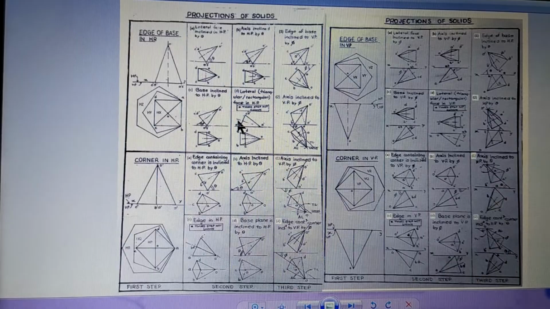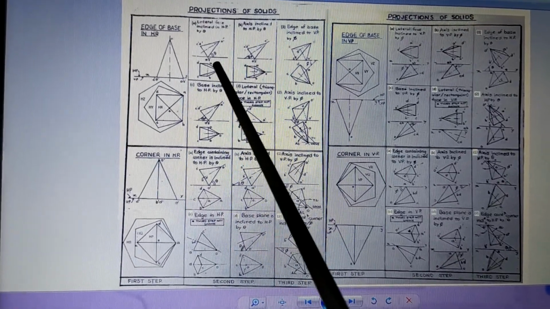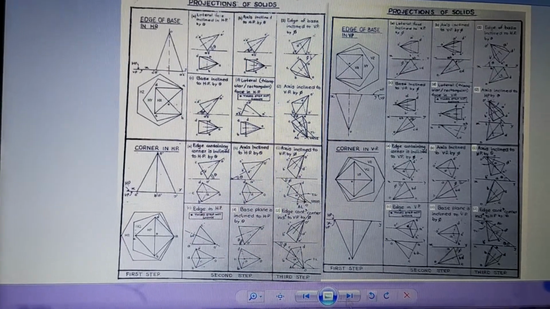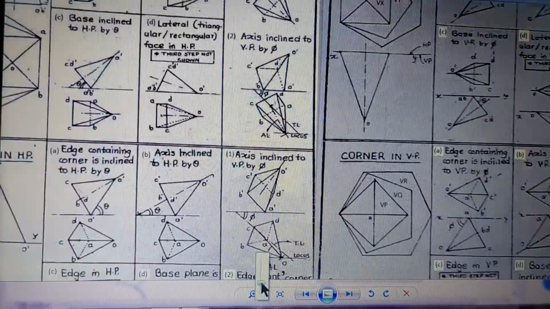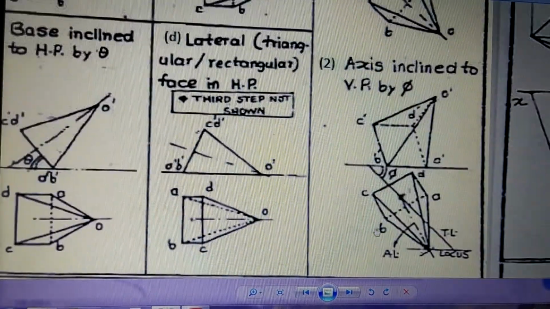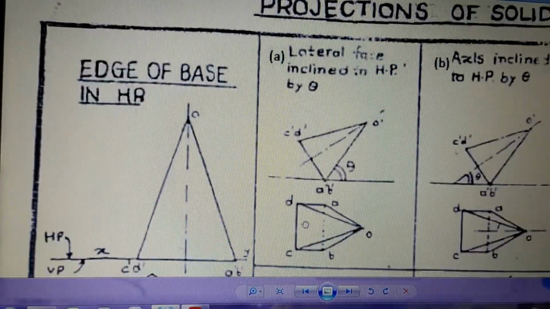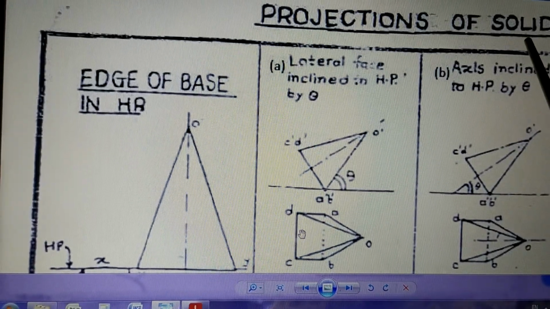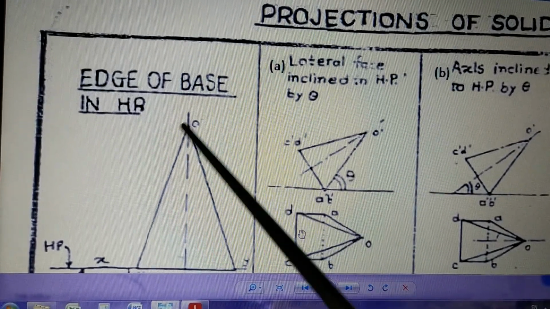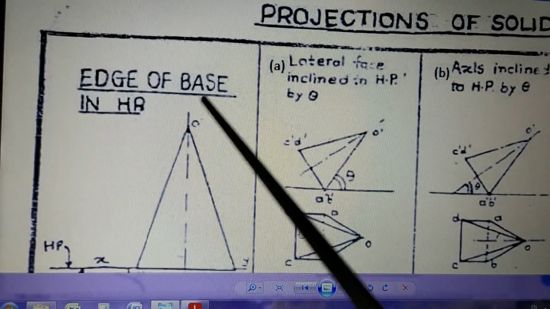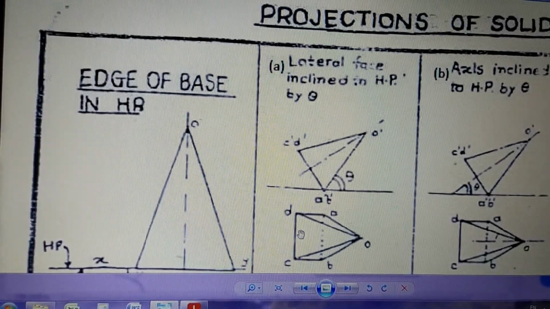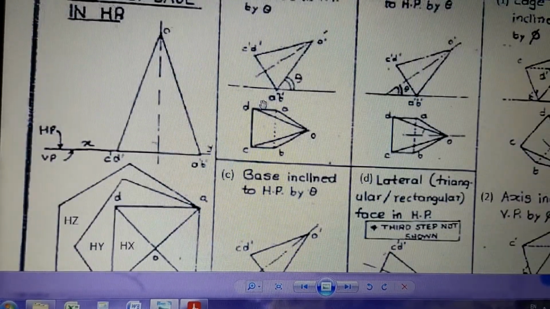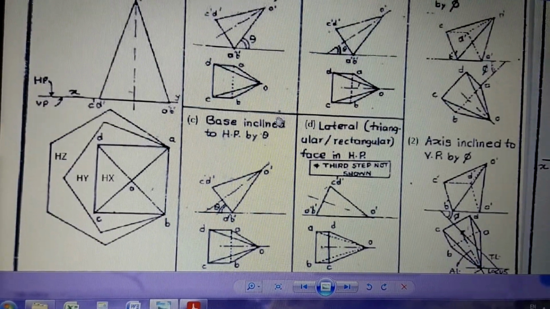Now this chart is showing various possibilities. What I am going to show you is taking you closer to the figure, and then let us see what happens. So now what you see here is projections of solids, and this is a case where the solid is resting in HP on its edge of base in HP. Now see what it means. See how the figure is drawn.